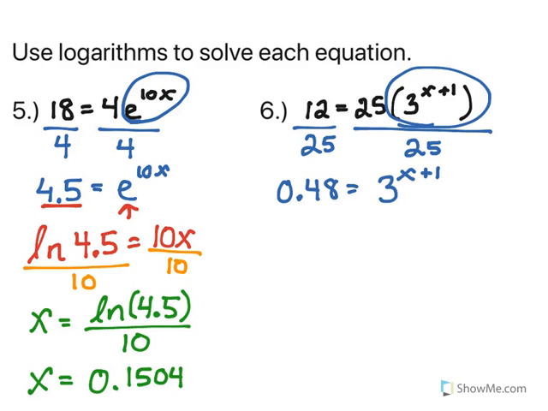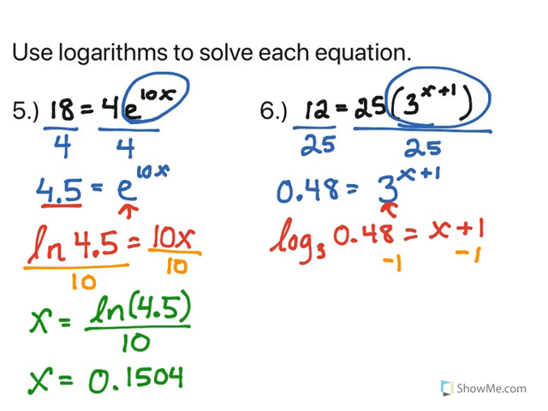Okay, so now I want to convert this to logarithmic form. This is going to be a base 3 problem. So this is log base 3 of the answer 0.48 is equal to the exponent expression, x plus 1. Okay. Now, I need to isolate the x by subtracting the 1.